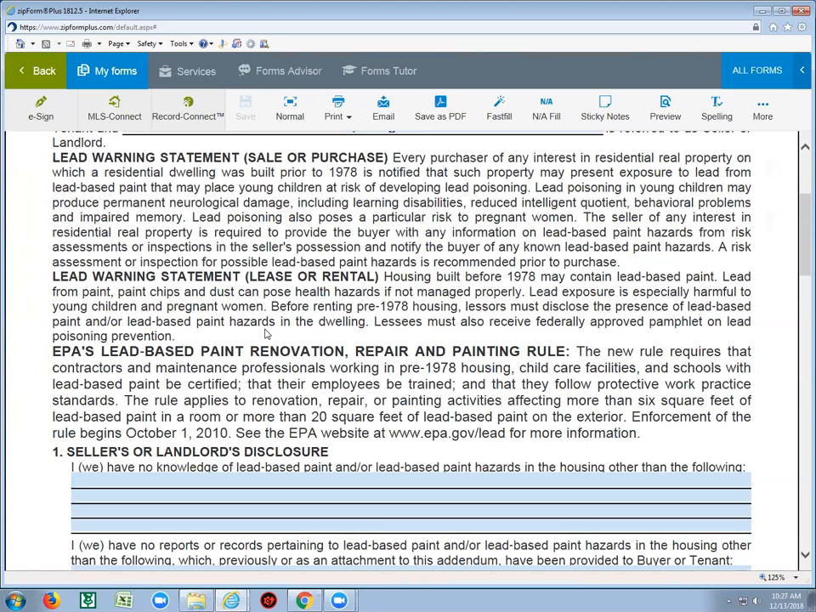Lead warning statement, lease and rental. Housing built before 1978 may contain lead-based paint. Lead from paint chips and dust can pose a health hazard if not managed properly. Lead exposure is especially harmful to your children and pregnant women. Before renting pre-1978 housing, the lessor must disclose the presence of lead-based paint and/or lead-based paint hazards in the dwelling. The lessee must also receive a federally approved pamphlet on lead poison prevention.